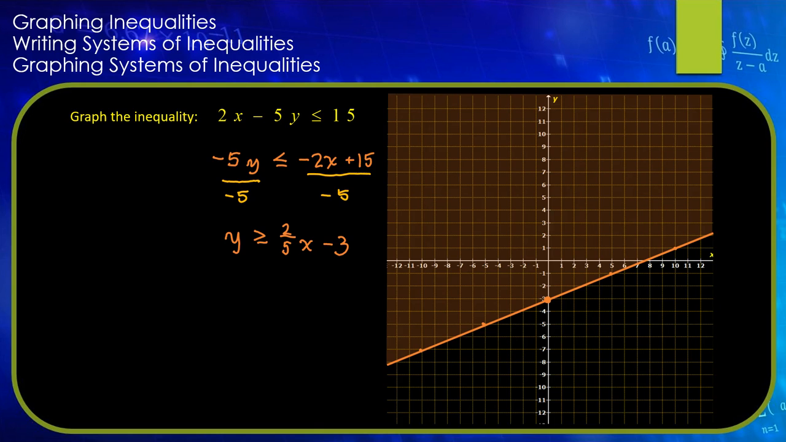Now, that's the first component, being able to graph these inequalities. The second component of what you're going to be asked to do next week is being able to translate word problems or situations into inequalities or systems of inequalities. So let's have the first look at that.